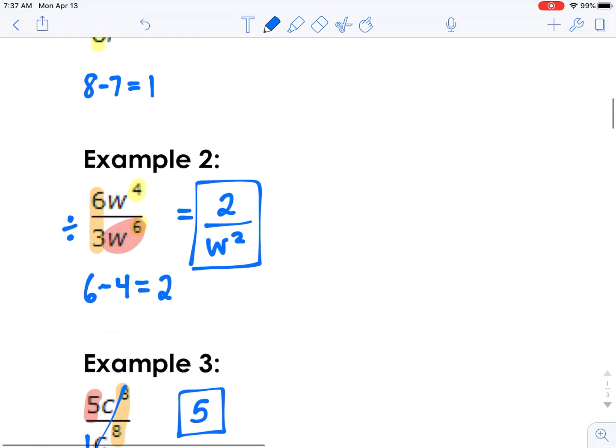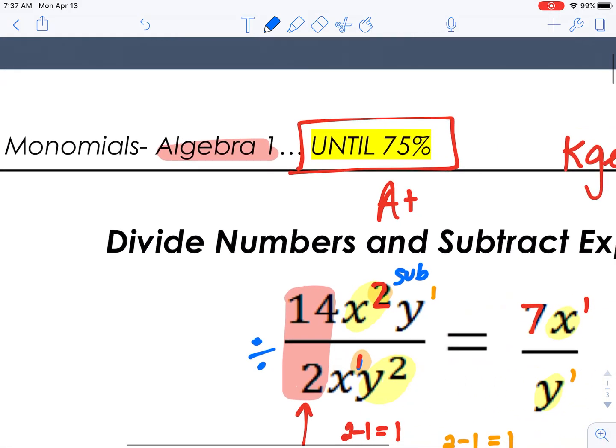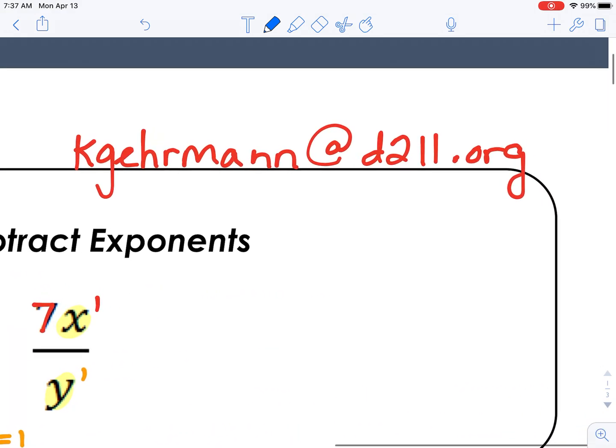Now, you're going to only go to 75%. That will get you your A+. Please email me when you're done or send me a message on Remind.